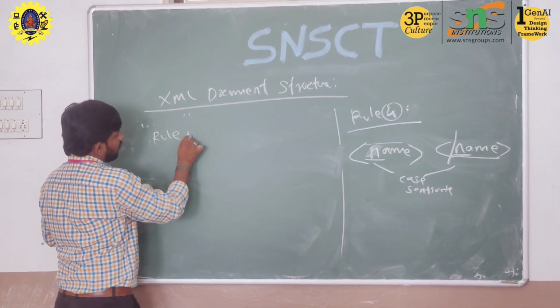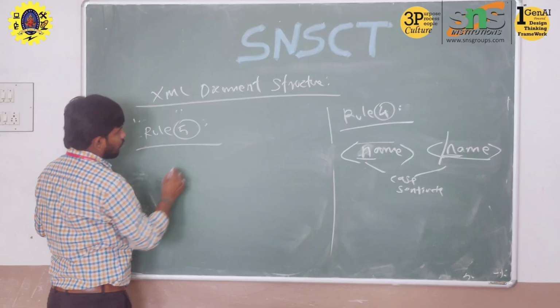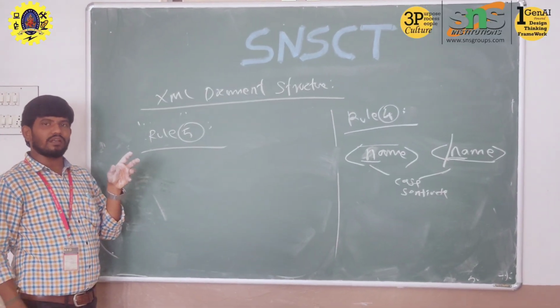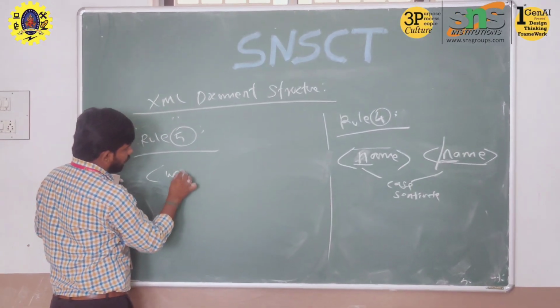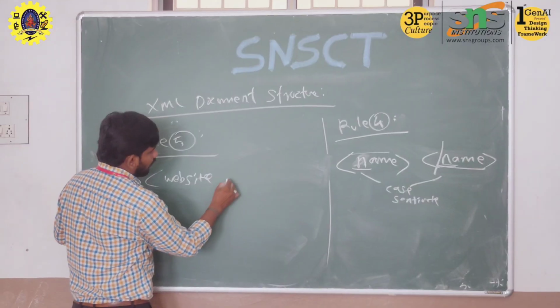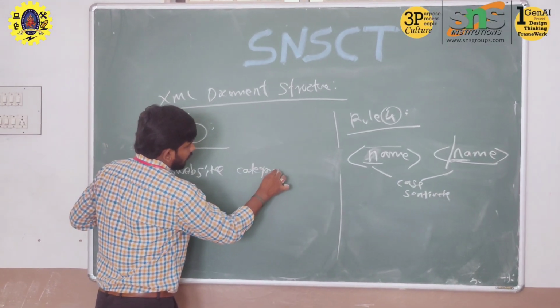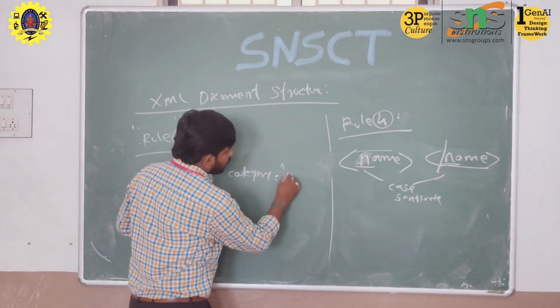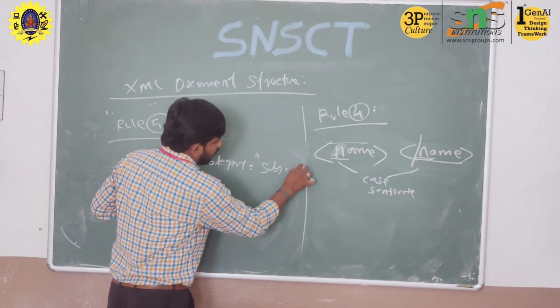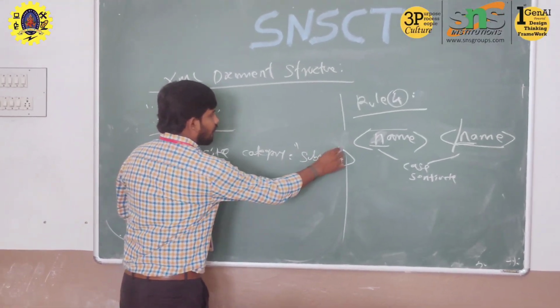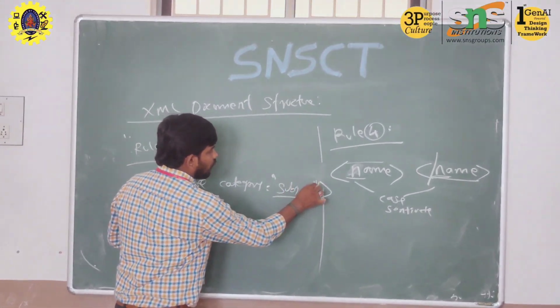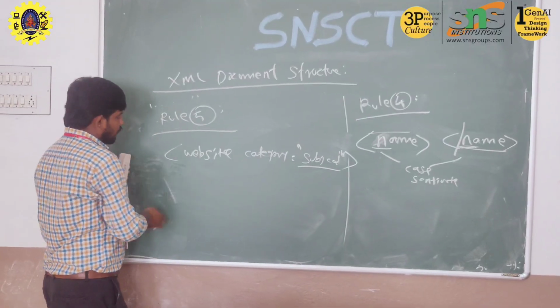Rule 5: every attribute value has double quotation marks. Suppose we have to create a website and a category, and in the category there is a subject. Each and every attribute has double quotation marks, as in rule 5.